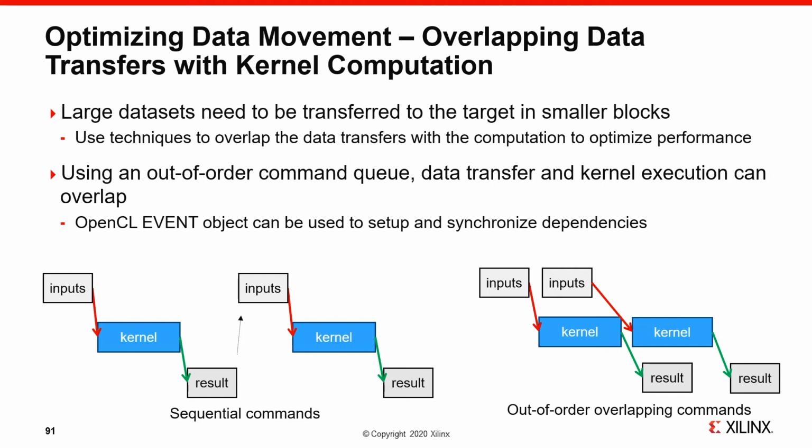Using an out-of-order command queue, data transfers and kernel execution can overlap as shown on the right. The host code enqueues all the tasks in a loop to process the complete data set. Using the OpenCL event object, you can also set up event synchronization between different tasks to ensure that data dependencies are met for each task.